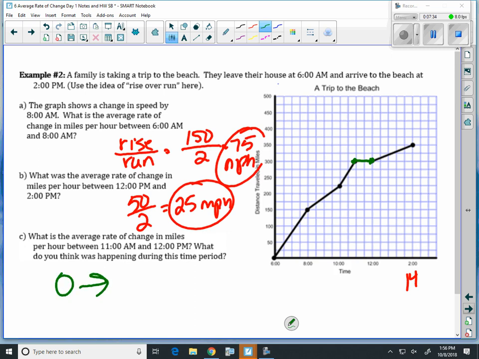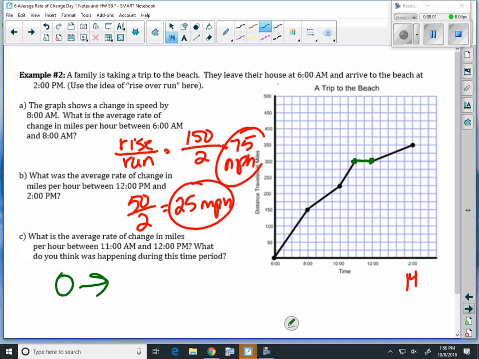What do you think is occurring during this time? What's happening from 11 to 12? They stopped. Why would they stop? Traffic, to eat, gas, lunch. Okay, think about it. I love all of those answers, but let's narrow it down. If it's during the day and you've been in a car, and it's 11 o'clock to 12 o'clock, what typically happens during that time?